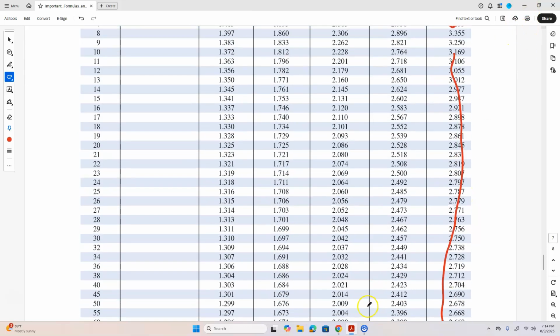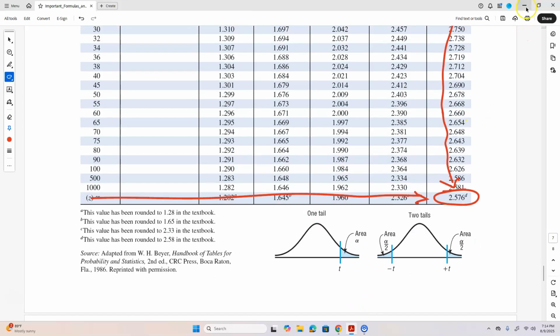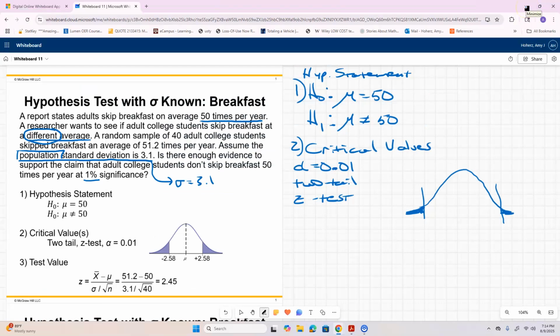So 2.58 if we round to what Alex likes us to do. And then if this is 2.58, this is always symmetric, so this is negative 2.58. And we're going to reject if we're below negative 2.58 or above 2.58. So let's do our test value.